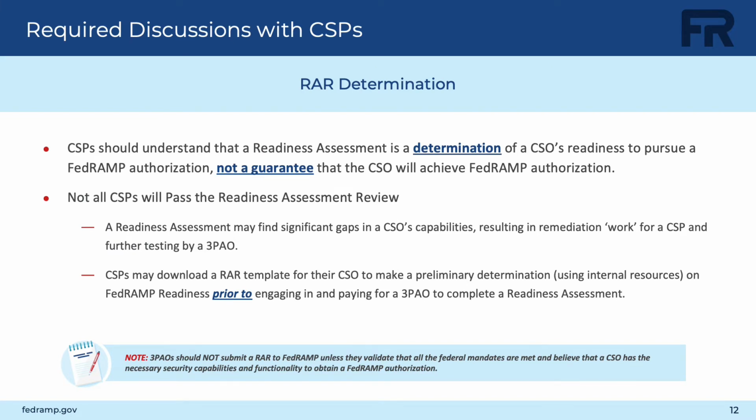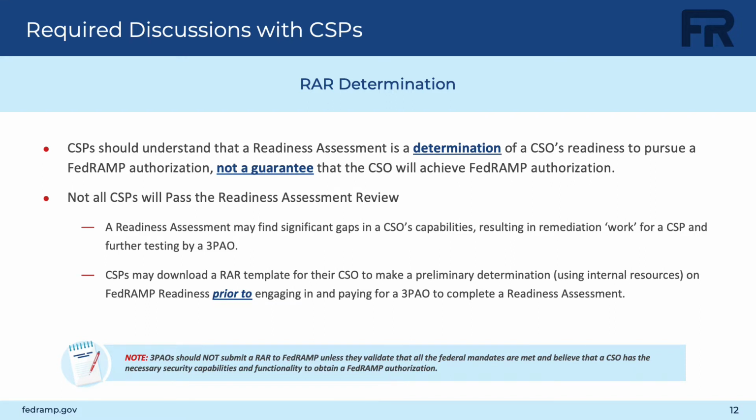CSPs should understand that a readiness assessment is a determination of a CSO's readiness to pursue a FedRAMP authorization. This is not a guarantee that the CSO will achieve FedRAMP authorization. It's common that not all CSPs will pass the readiness assessment review each time. Many times, a readiness assessment will find significant gaps in a CSO's technical capabilities, resulting in remediation work for a CSP. CSPs can always download the RAR template for their CSO to make a preliminary determination on their FedRAMP readiness prior to engaging with a 3PAO for the readiness assessment.